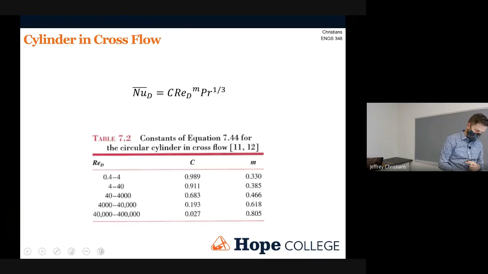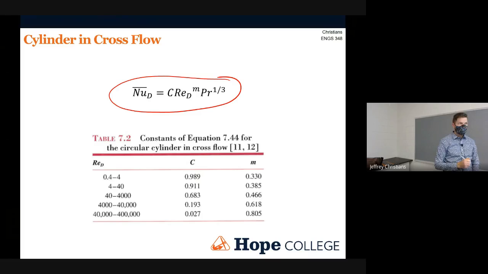Okay, so we can see some of that play out. This is our general model for a cylinder in crossflow. We have essentially the same basic form, where the Nusselt number is equal to C times the Reynolds number to a power times the Prandtl number. We actually still have Prandtl to the 1/3. But the Reynolds number is to a different power because we have different regions where the flow looks different.